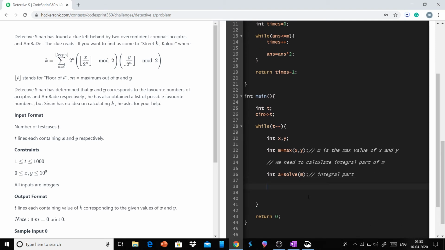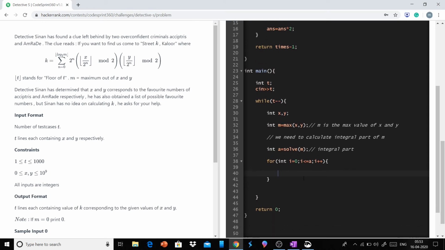Now I need to run the program for integer i equal to 0, i less than or equal to a, i plus plus. I am running the for loop. I will also dry run it. Let me write the code once, and if you are not understanding, I will discuss it using a pen.